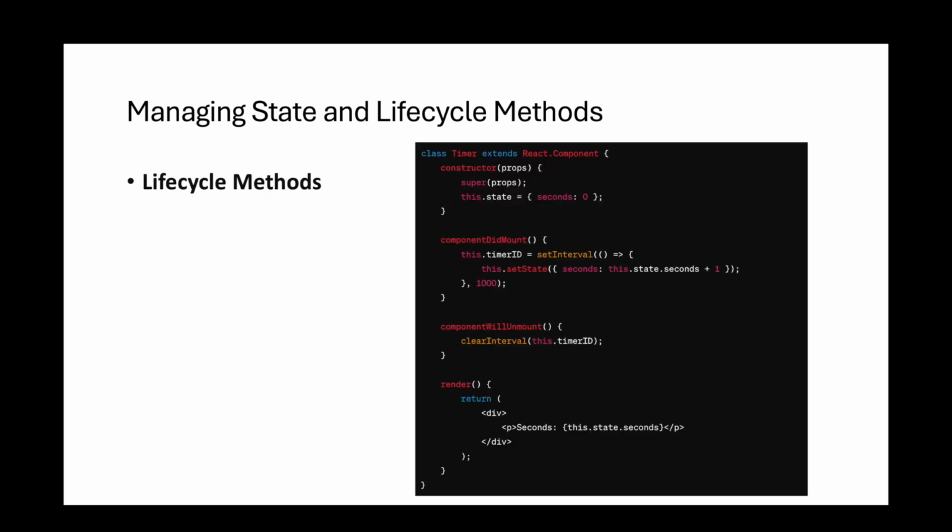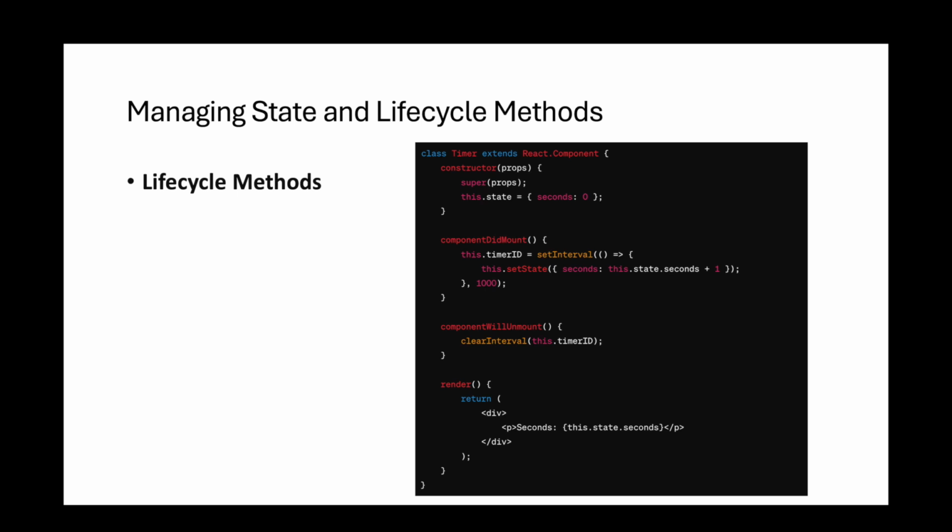React components have lifecycle methods that allow developers to hook into different stages of a component's lifecycle, such as mounting, updating, and unmounting. Lifecycle methods include componentDidMount, componentDidUpdate, and componentWillUnmount.